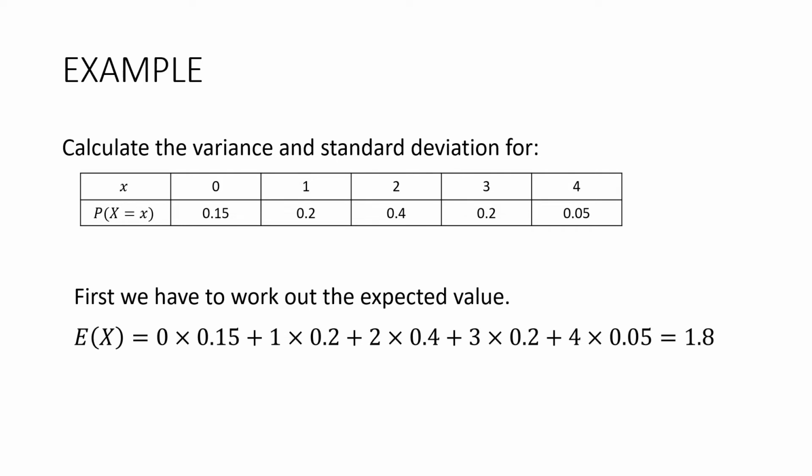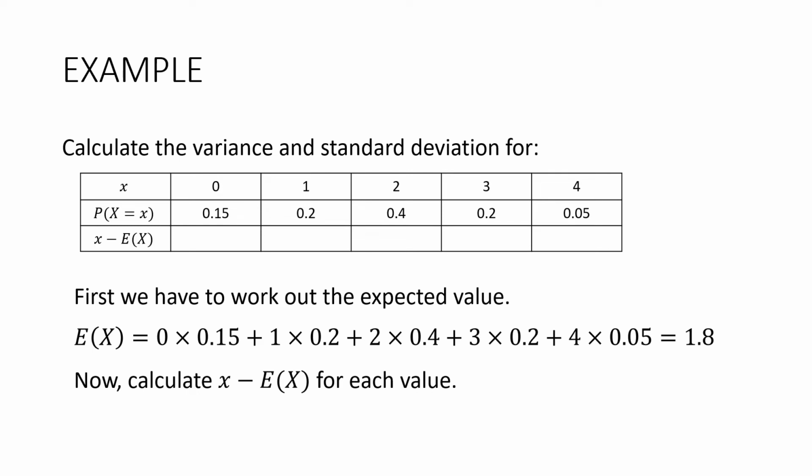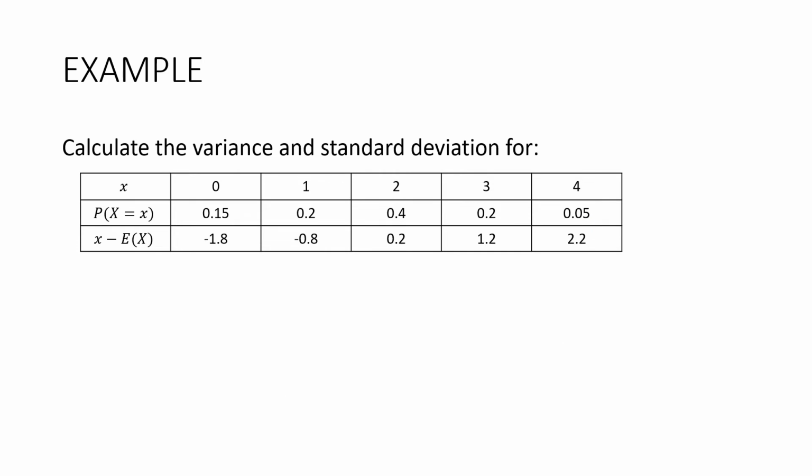Now I'm just going to add an extra line to this table and subtract 1.8 from each of these x values, like this. So x take away E(x) is negative 1.8, negative 0.8, 0.2, 1.2, and 2.2. So in each case I've gone 3 take away 1.8 is 1.2. 4 take away 1.8 is 2.2. Now we're ready to put it into the formula.